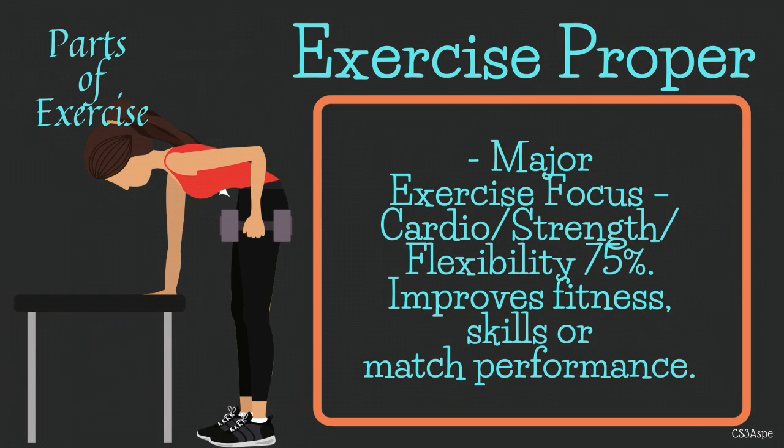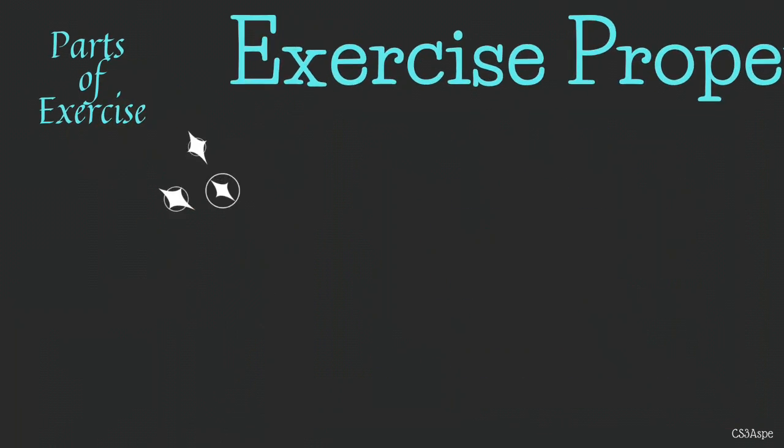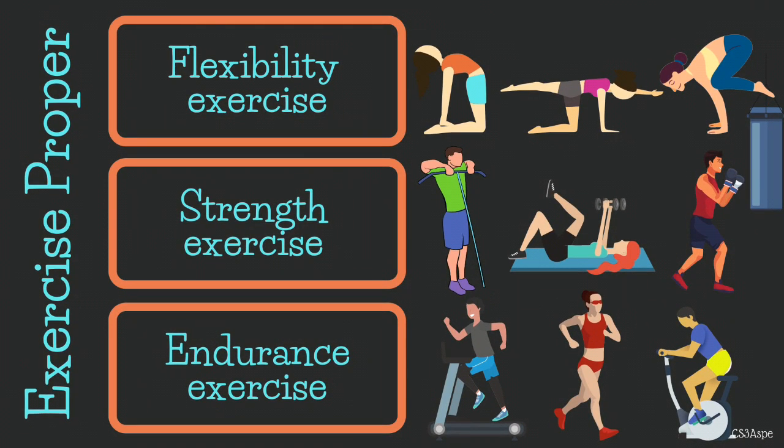Next is the exercise proper or major exercise. It focuses on cardio, strength, and flexibility. It increases heart rate by 75%, improves fitness, skills, or match performance. These are some examples of exercise proper: flexibility exercise, strength exercise, and endurance exercise.